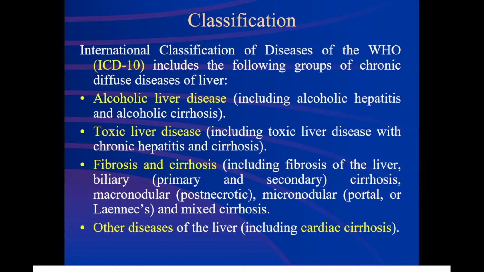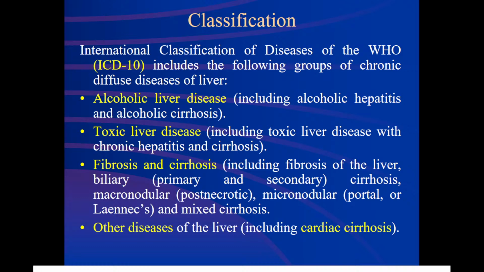country now. Chronic diffuse disease of the liver is divided into alcoholic liver disease, including alcoholic hepatitis and alcoholic cirrhosis. Toxic liver disease, including toxic liver disease with chronic hepatitis and cirrhosis. Fibrosis and cirrhosis, including fibrosis of the liver, biliary, primary and secondary cirrhosis, macronodular, postnecrotic, micronodular, portal, or Laennec's and mixed cirrhosis. And also other diseases of the liver, including cardiac cirrhosis.